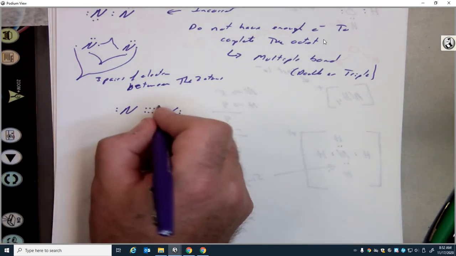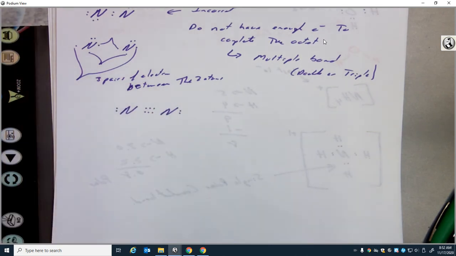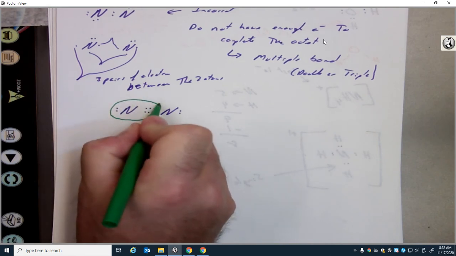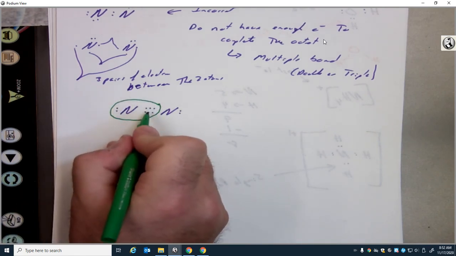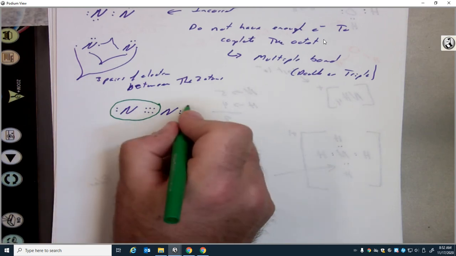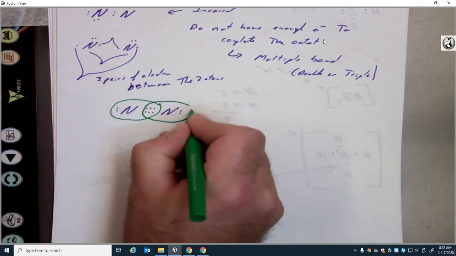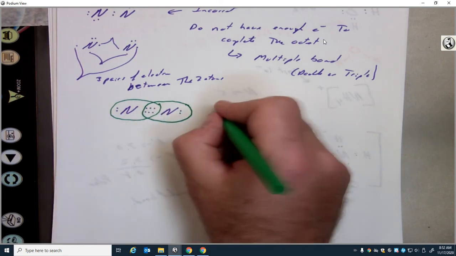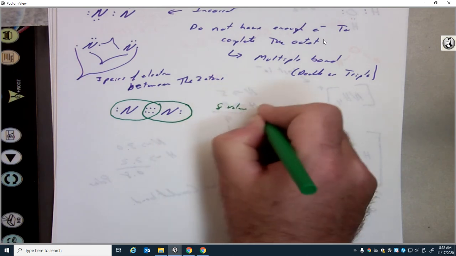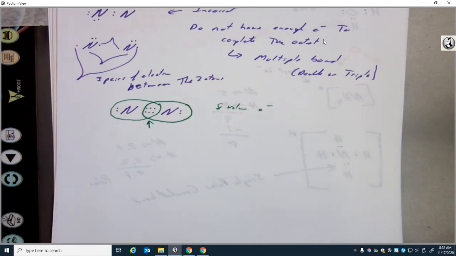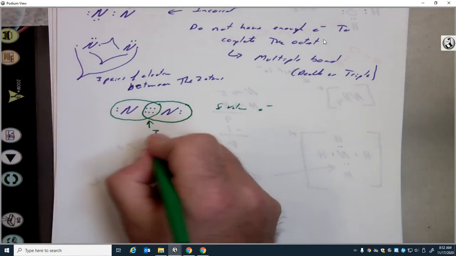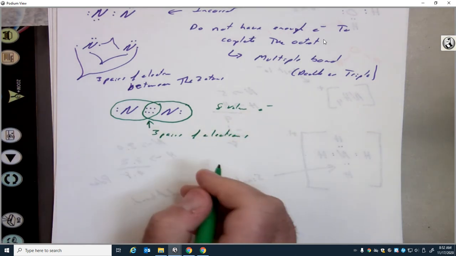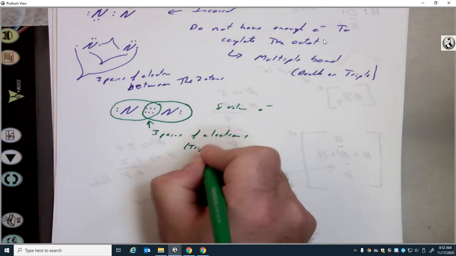Well, let's look at this guy. How many does he have? 1, 2, 3, 4, 5, 6, 7, 8. He's good. Now let's look at this guy. 1, 2, 3, 4, 5, 6, 7, 8. Each of them have their 8 valence electrons. So let's go ahead and look at this bond. We're sharing 3 pairs of electrons. That's not a single bond. This would be a triple bond.